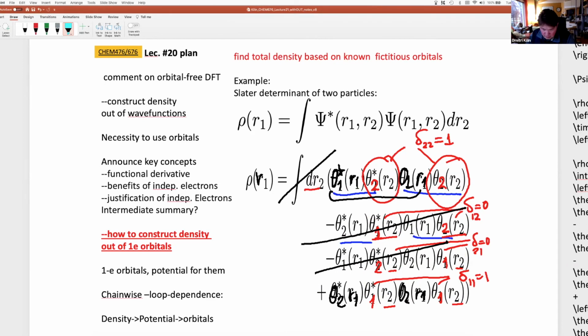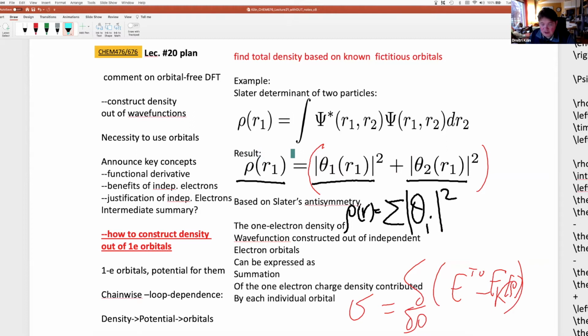Function, we already covered it. And the product of one electron orbital, 1 R1, with star and without star, can be interpreted as density contributed from the first electron, or we can write it down as θ1 absolute value squared evaluated at point 1. And the second term will be the density of the second orbital, absolute value squared, evaluated at point 1.